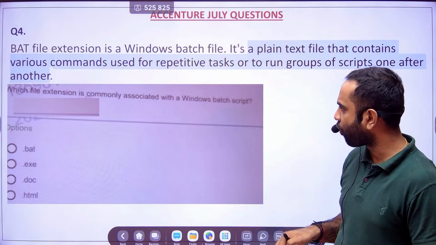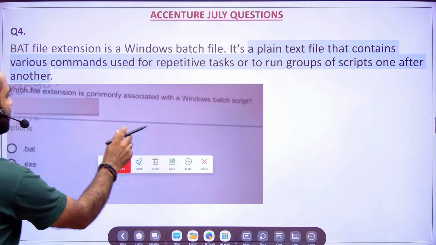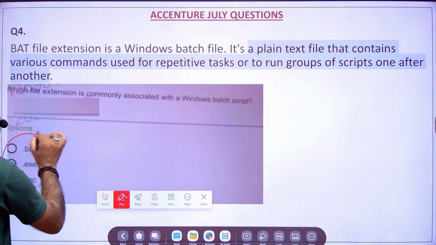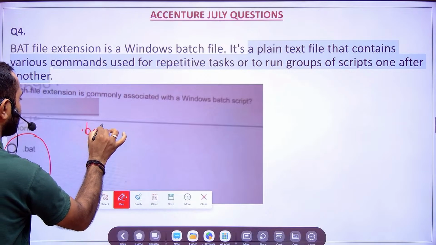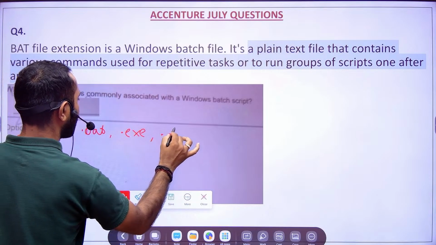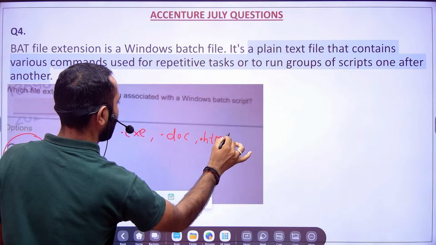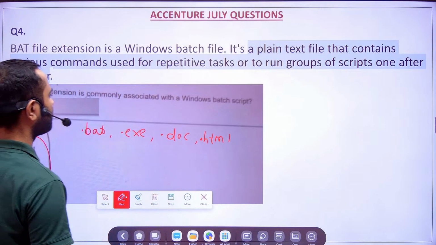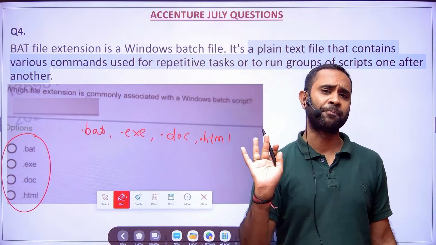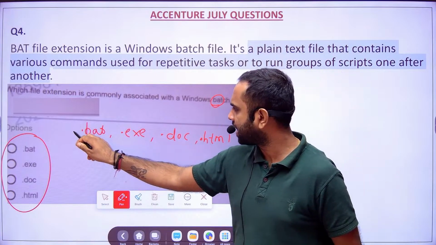Now question number 4. Which of the extensions is commonly associated with a Windows batch script? You have .bat, you have .exe, you have .doc and .html. Now you have to tell which file extension is commonly associated with a Windows batch file. This is a very simple question. First of all, batch file, so here only BAT is there.